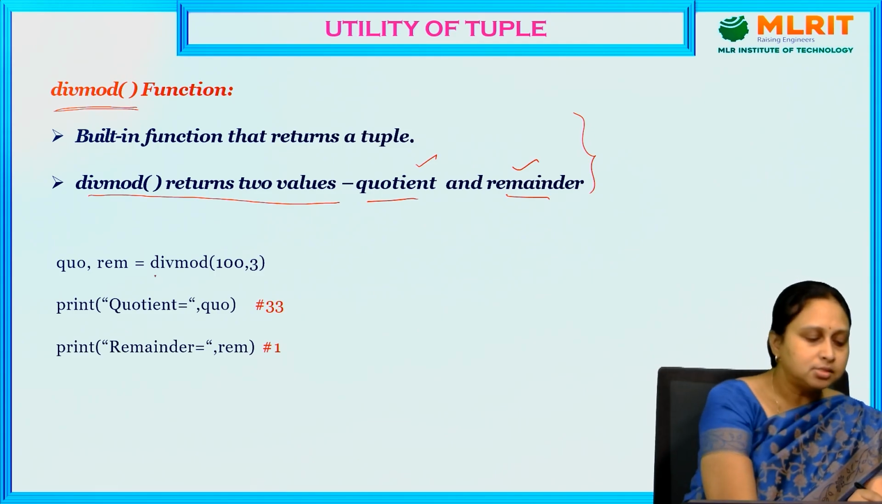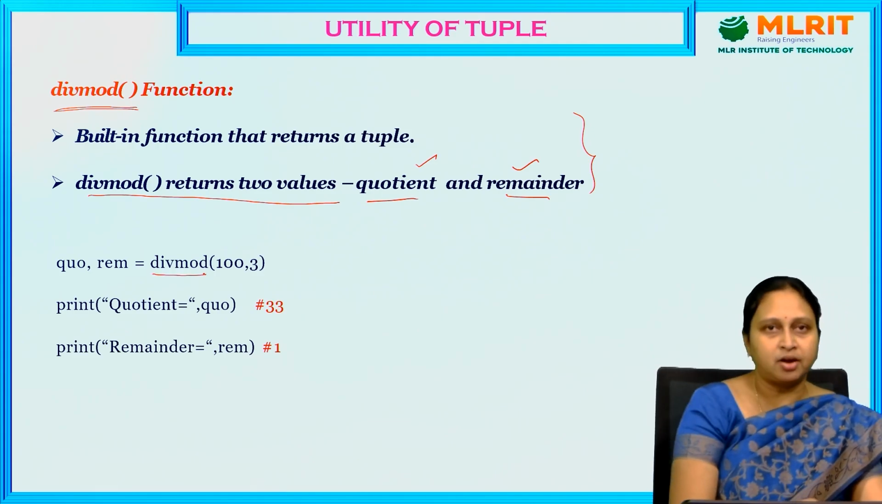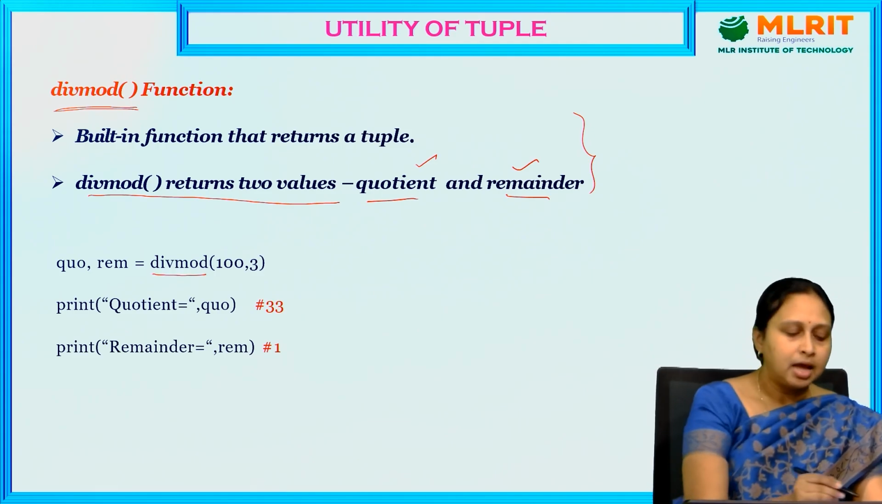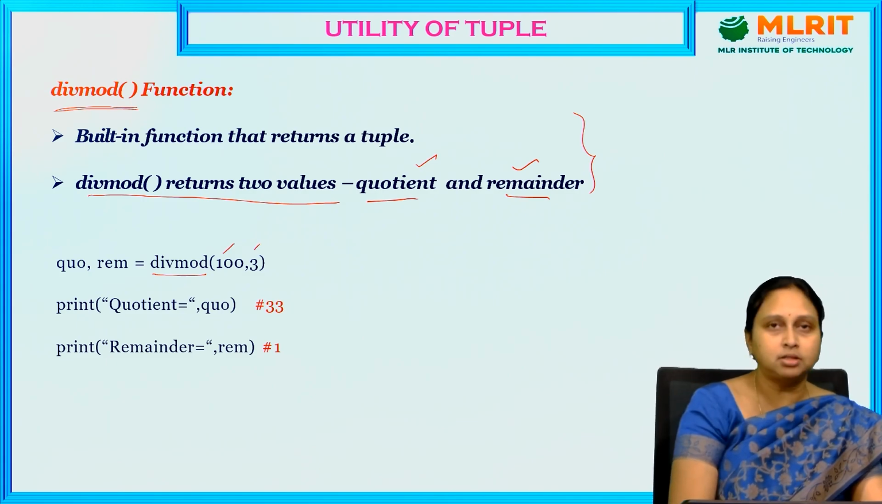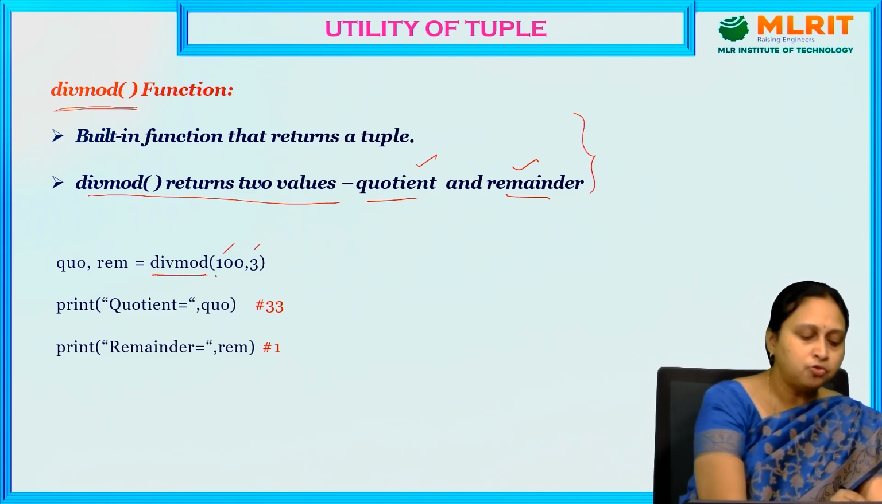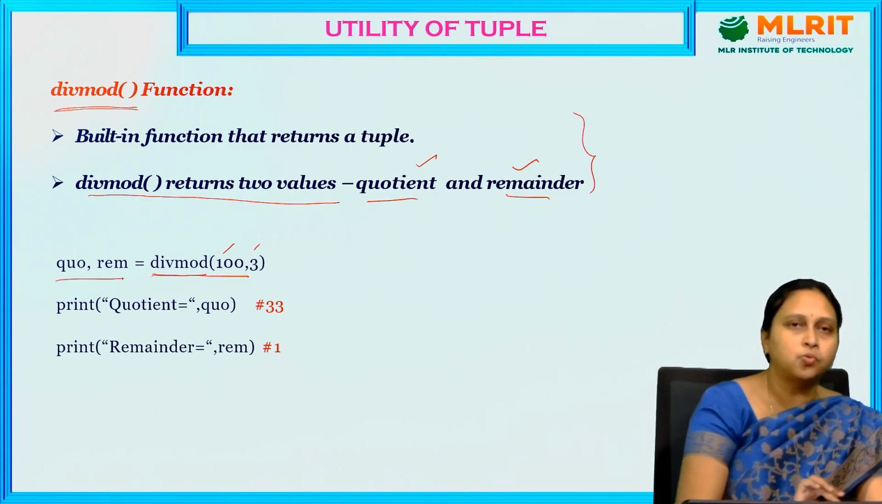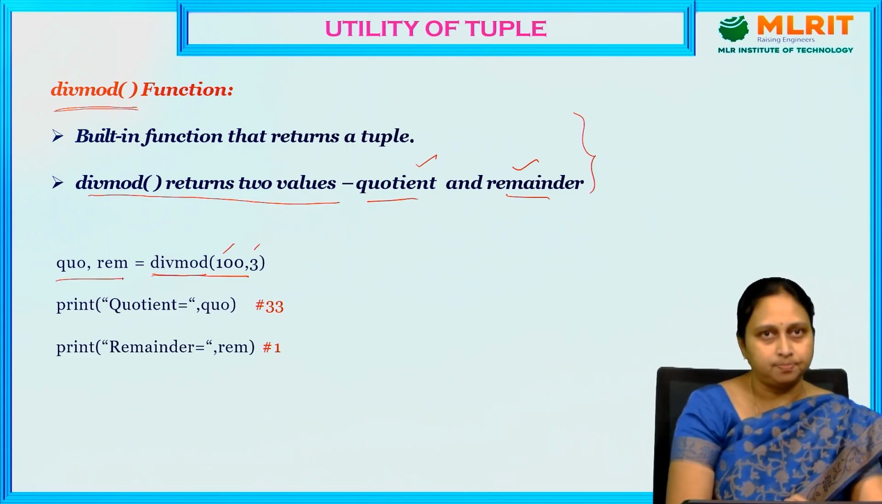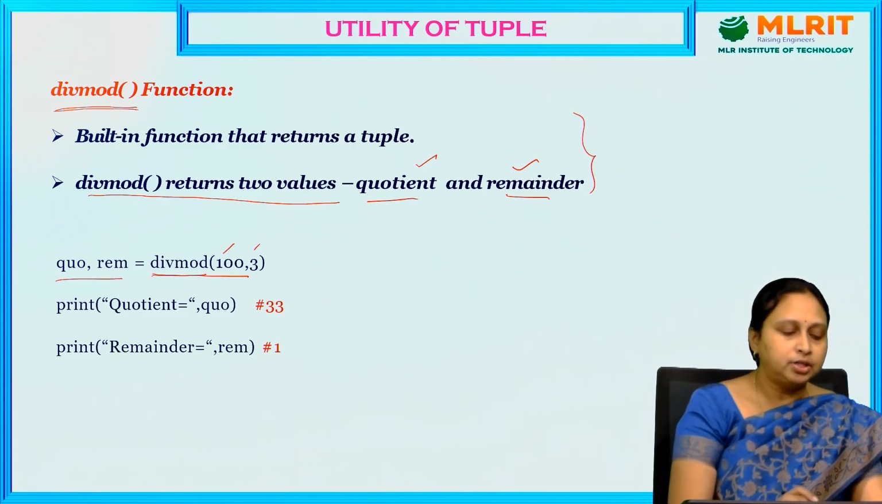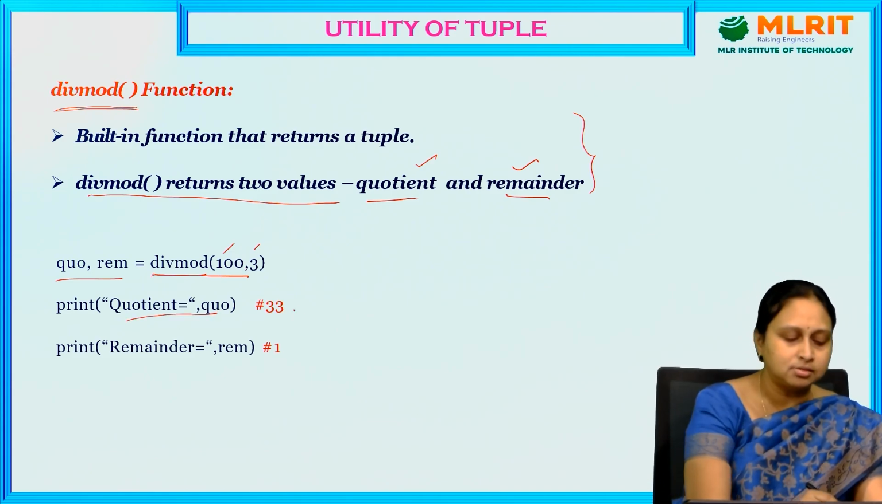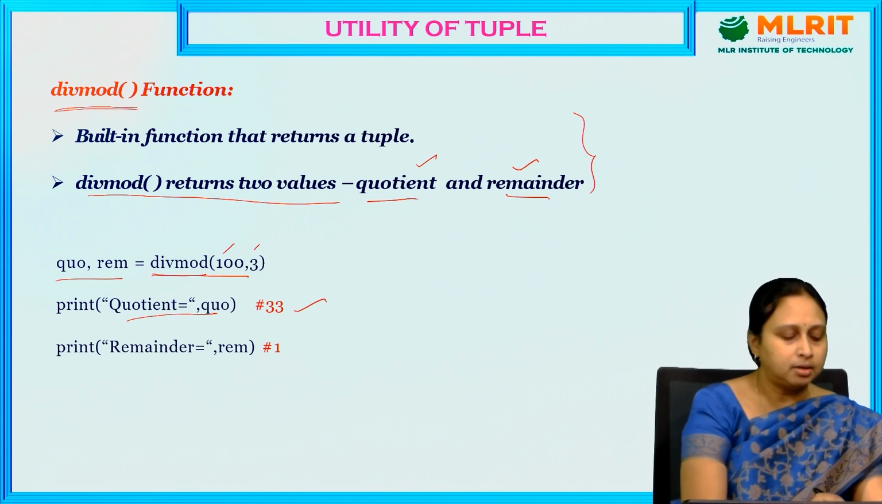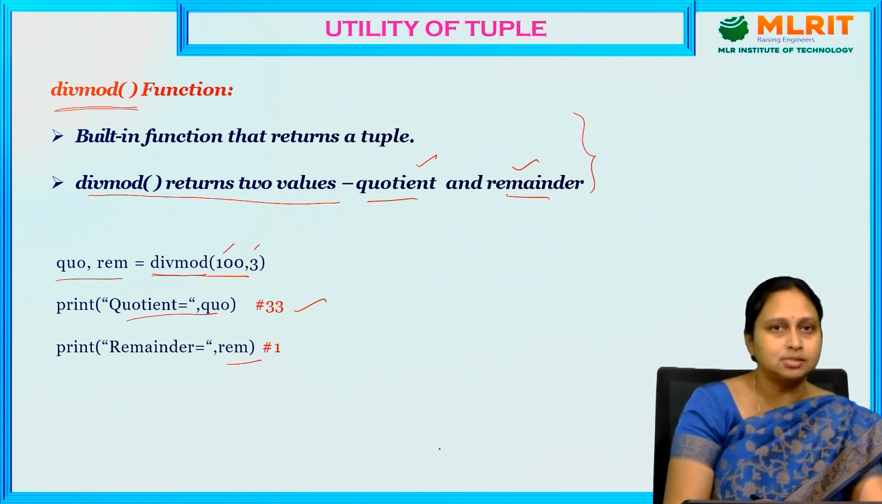Here, this is a predefined function, as we have discussed, the divmod function, and these are the values that we are going to pass: 100, 3. This divmod function will return two values, the quotient and the remainder. If I divide 100 by 3, the quotient value I get from this is 33, and the remainder value we get is 1.